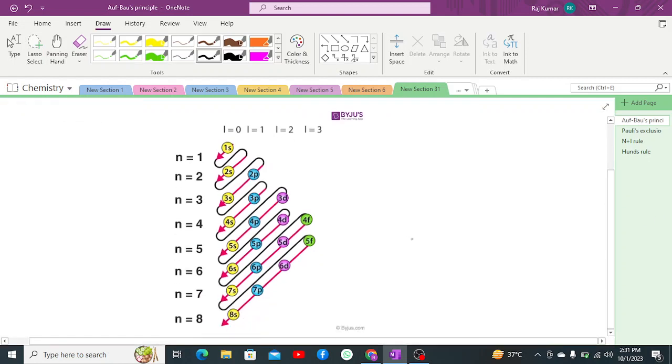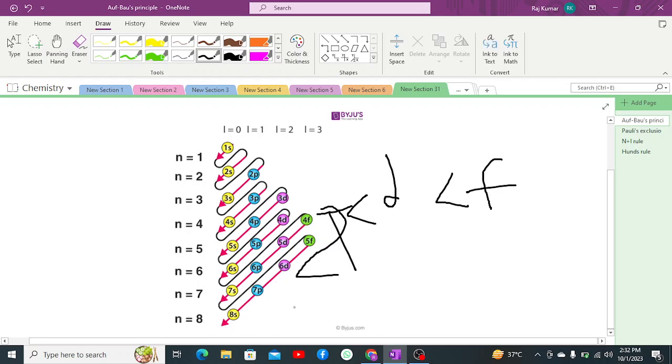Suppose we have the electronic configuration in such a manner that shell 1 has 1s, then 2s, 2p, 3s, 3p, 3d, 4s, 4p, 4d, 4f, 5s, 5p, 5d, 5f, and then in the reverse process we have the relative energies in such a manner that f has greater energy than d, d has greater energy than p, then p has greater energy than s.